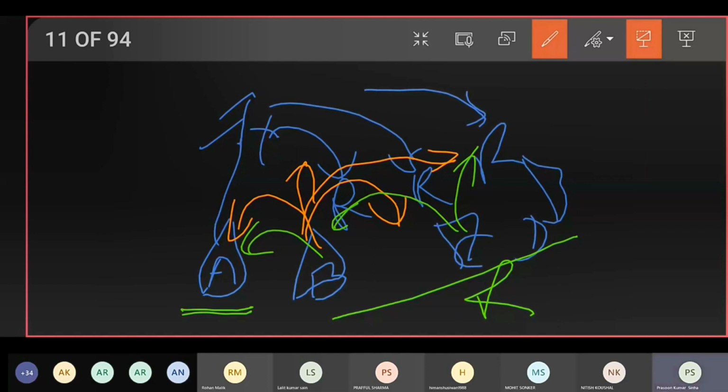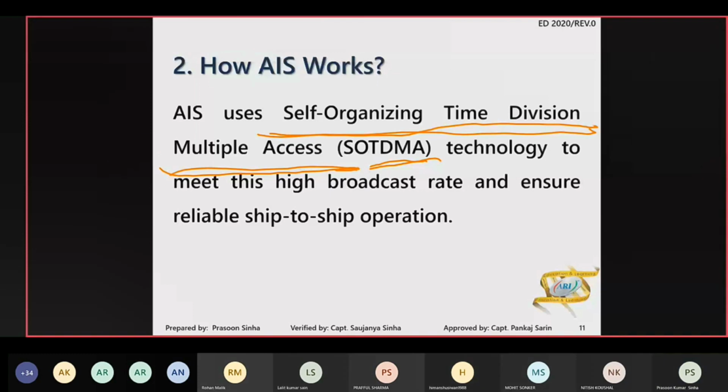So that is what TDMA is, time division multiple access. Time has been divided into small parts and everybody is transmitting during their own times only. When one is transmitting, others are only receiving. So multiple people access the same channel at different times and transmit their data.